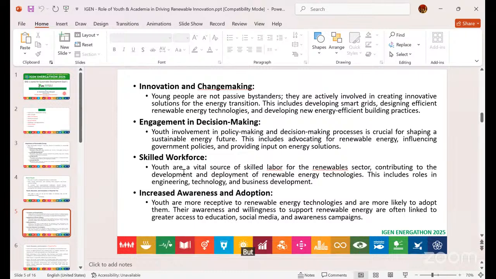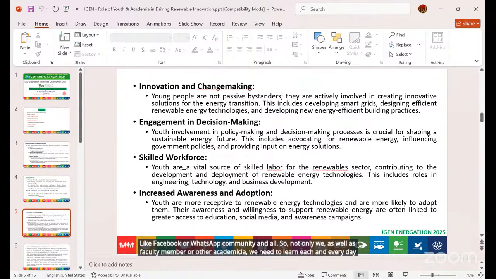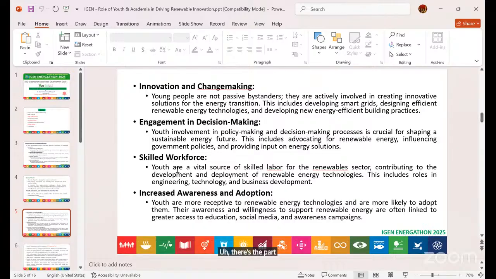But because of this social media only, I got to know about this IGEN Facebook or WhatsApp community and all. Not only we, as faculty members or academicians, need to learn every day to compete with the present youth and present generation. They also need to be involved in any awareness campaigns and awareness programs. That's the part about increased awareness and adoption. The youth has to be involved.